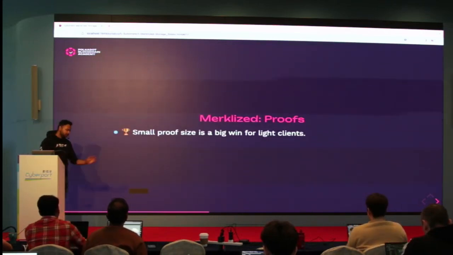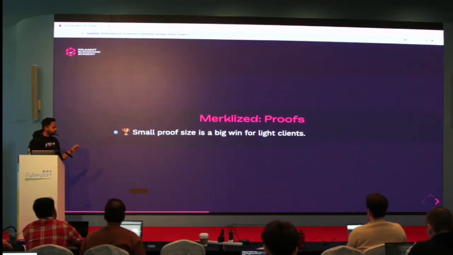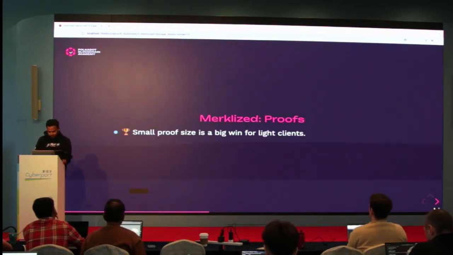An important thing to state is that having efficient proof size is a big win for light clients, and we use light clients a lot in Polkadot, so it's a great thing.